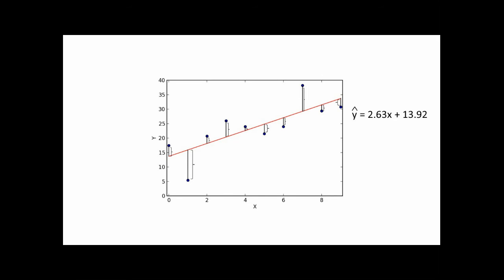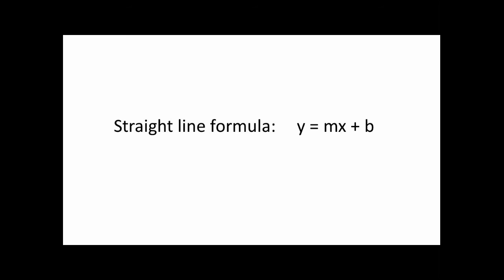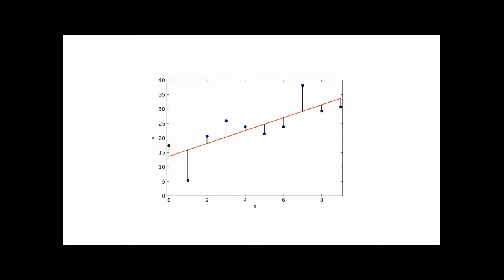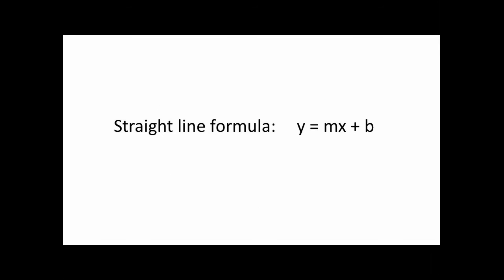We say y hat instead of y because this is not a function with points that fall on a line. It is a regression line, and it's possible that very few or none of the points on the scatter plot will actually fall on that line. Note, for straight lines, we typically say y equals mx plus b, where m is the slope and b is the y-intercept. Don't worry that the calculator says a instead of m. Whatever number is next to the x, that's the slope.